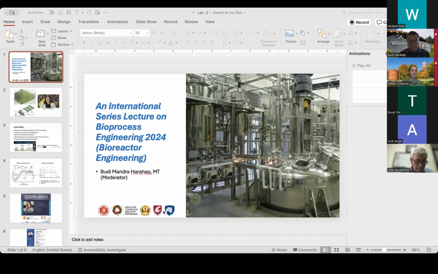And then this is last week. We already talked about bioprocess engineering scope and fermentation, and then anaerobic fermentation, especially biogas production and the other metabolites produced from anaerobic fermentation. And then batch fermentation bioreactor, the basic concept, the batch bioreactor components and how to set it up, and then the parameter performance evaluations. If you still want to learn again the lecture that I already shared, you can go to our YouTube channel, Proditin. It's already uploaded there, so you can rewatch our last week lecture.